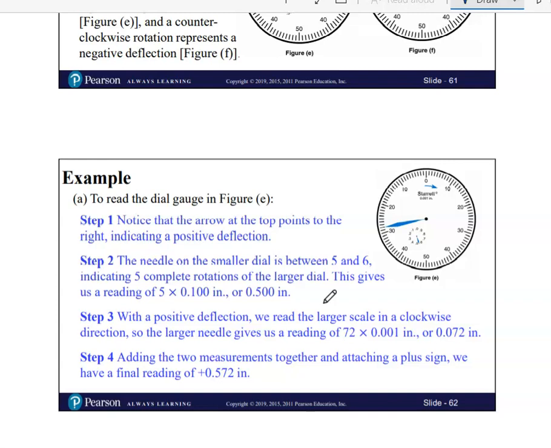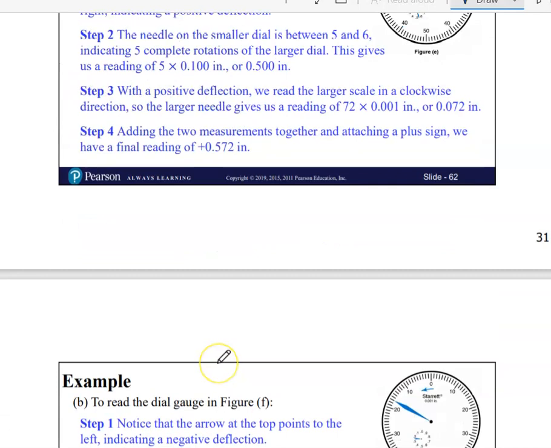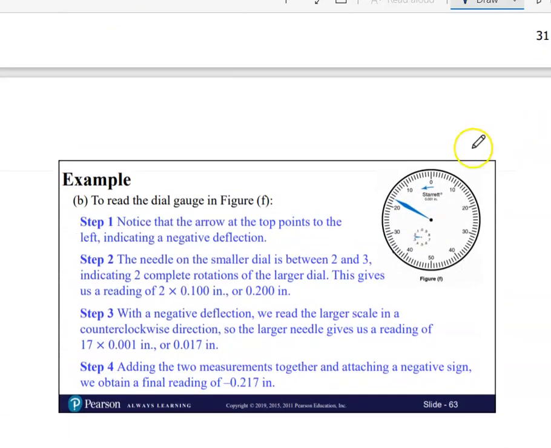the top points to the right, indicating a positive deflection. So positive. The needle on the smaller dial is between 5 and 6, so we would go with 5 times 0.1. With a positive deflection, we read the larger scale in a clockwise direction, so we've got 50, 60, 70, 1, 2, so 72 times 0.001. And then we want to add those two things together, our 0.5 and our 0.072, which is going to give us a positive 0.572 inches. So here's an example of a negative one, so we're going backwards this time.